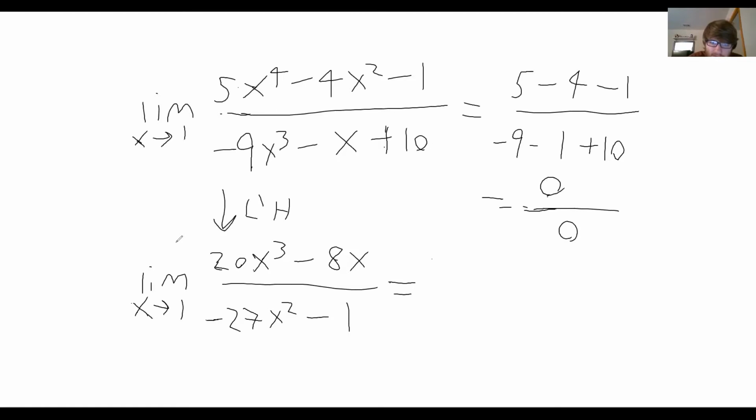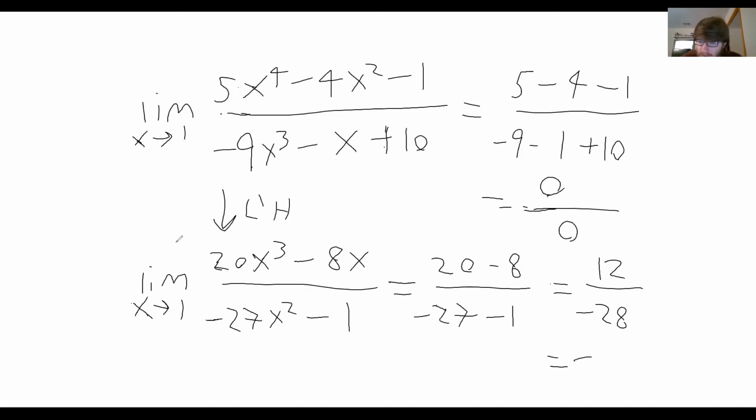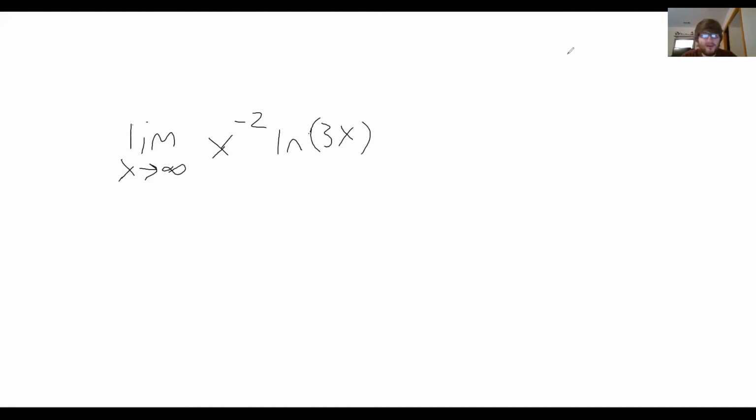So now let's try plugging in 1 here and seeing if we get a different result. Plug in 1, we're going to have 20 minus 8 over minus 27 minus 1, which gives us 12 over minus 28. Simplifying that a bit, that's going to end up being 6 over 14 divided by 4. This is 3 over 7. Okay, that's the final answer.